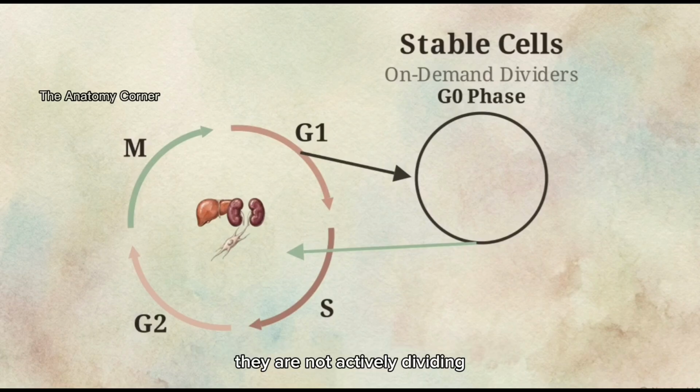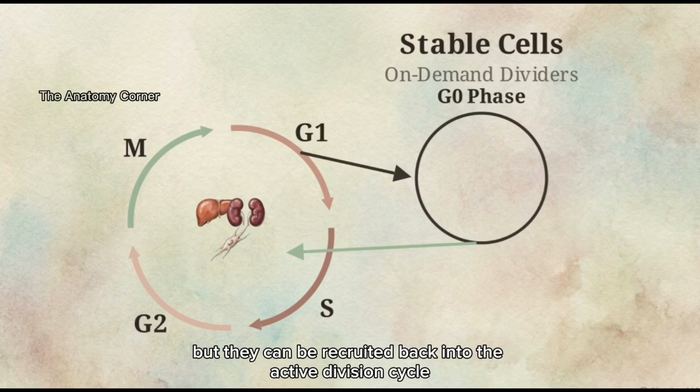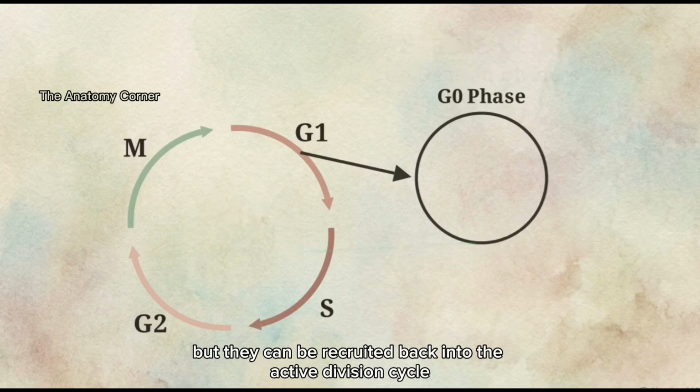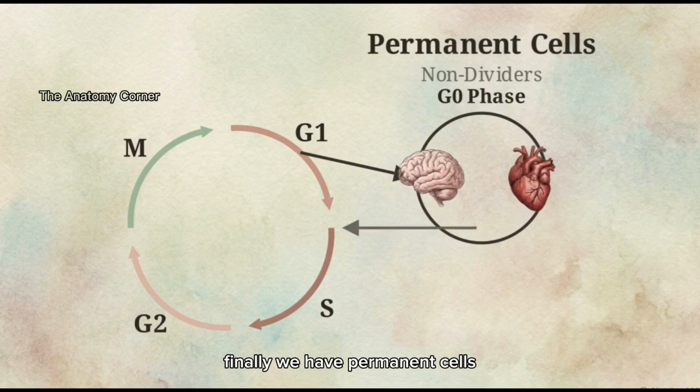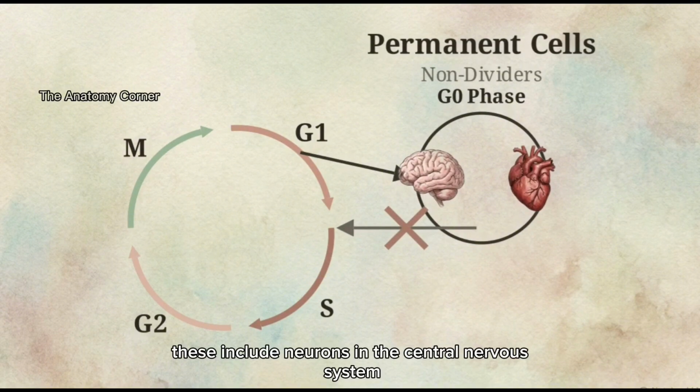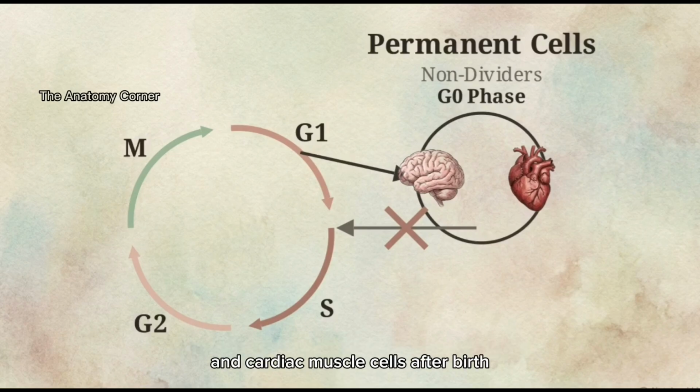They are not actively dividing, but they can be recruited back into the active division cycle when stimulated by an injury. Finally, we have permanent cells. These include neurons in the central nervous system and cardiac muscle cells. After birth, they become terminally differentiated and are permanently locked out of division.